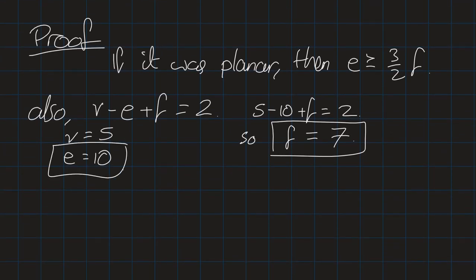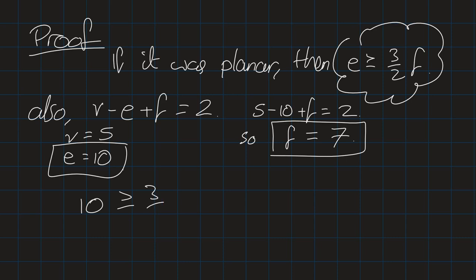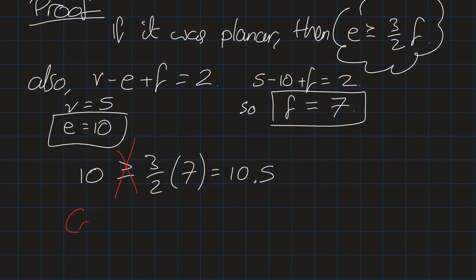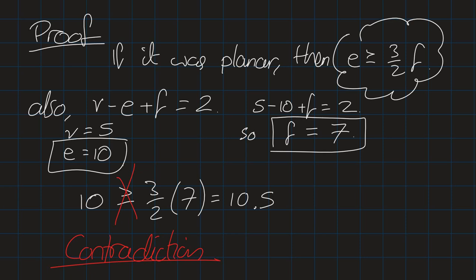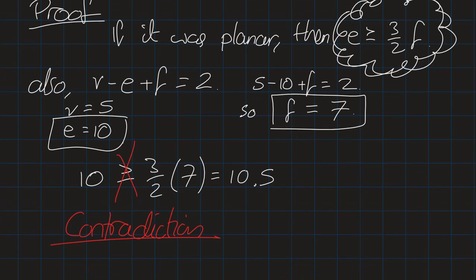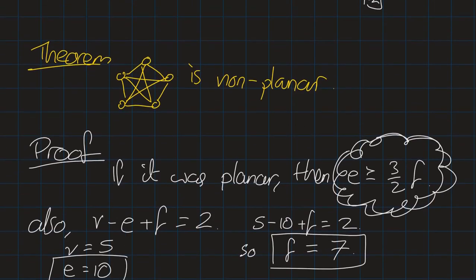And e is equal to 10. But the trouble is, we need to satisfy the inequality up here, and 10 is not actually greater than or equal to 3 over 2 times 7, because 3 over 2 times 7 is equal to 10.5. So this is a contradiction. We assumed that the graph was planar, and if it is planar, it has to satisfy this inequality, but we just saw that it doesn't, so therefore the graph isn't planar.